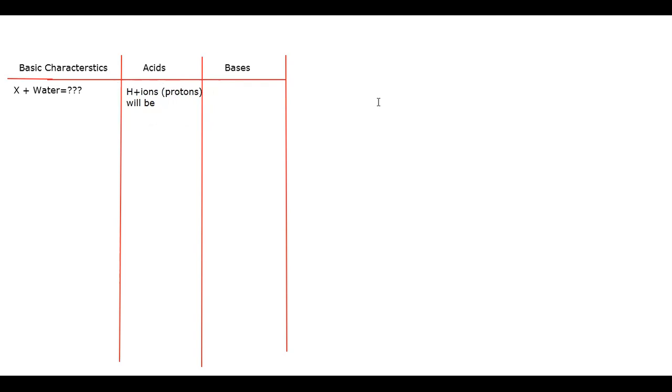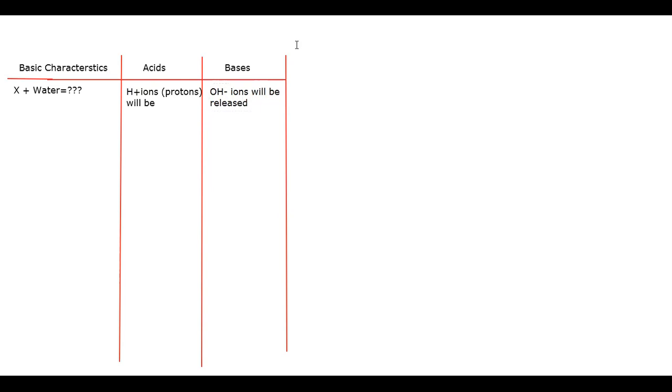Now the difference: in case of base, what kind of ion will be formed? You may say hydroxide ion, OH negative ion. OH negative ions will be released. I'm just going to give one example here. This is the basic definition that was given by the scientists.